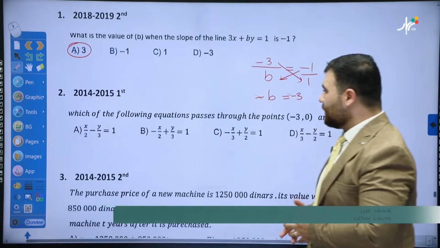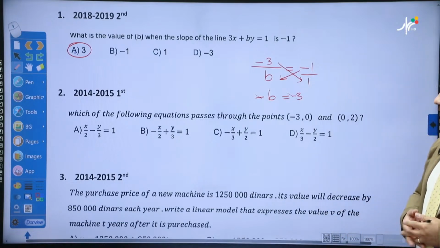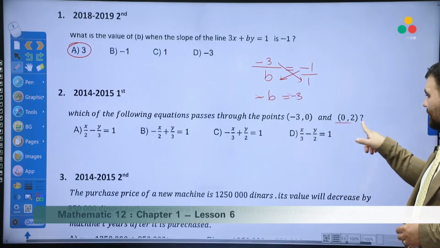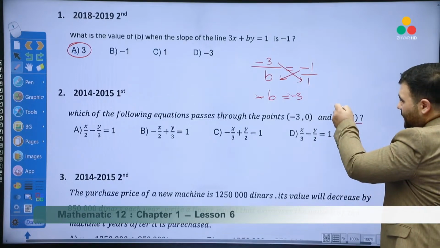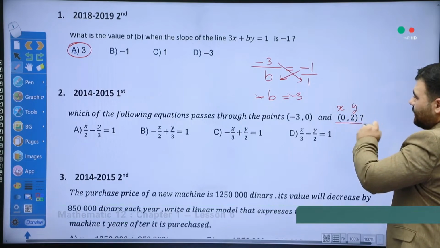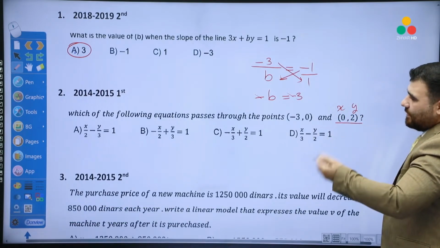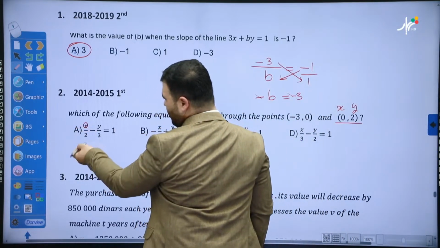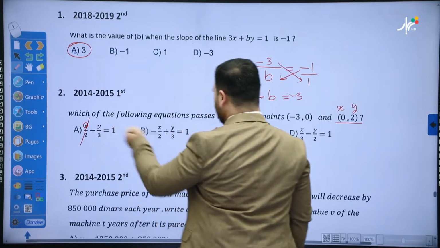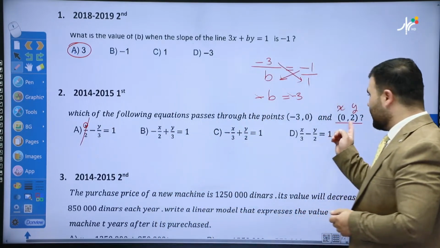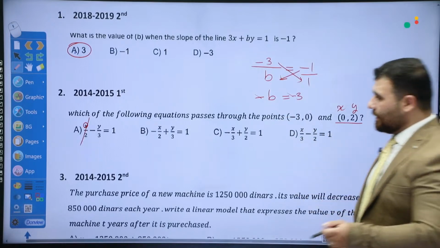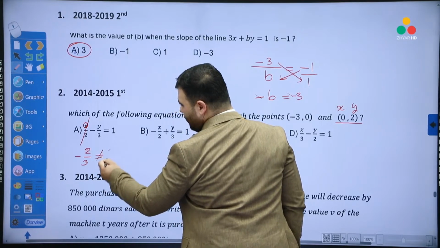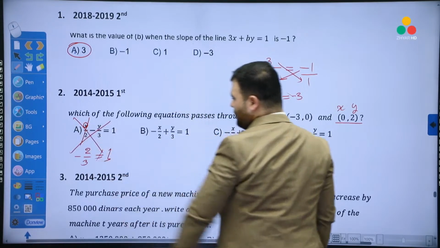Question 2. Which of the following equations passes through the points? Now, in these cases, this point is easier to start with. If I write 0 in place of x and write 2 in place of y, I should get both sides equal. Now let's begin. If I put 0 here in place of x, I have 0 over 2, that's just 0. And if I put 2 in place of y, it will be -2 over 3. -2 over 3 is not equal to 1. So choice A is wrong.